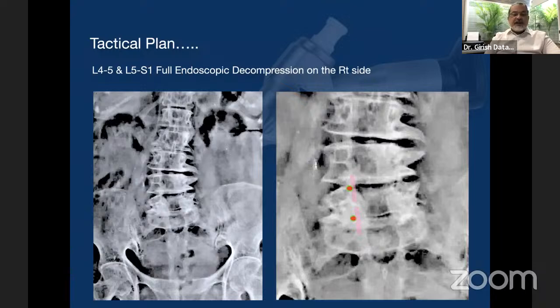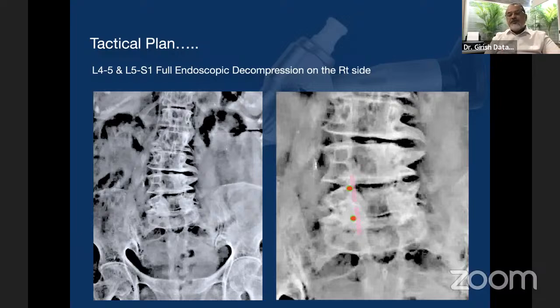Now, if you see her X-rays, there are some signs of instability, that is the vacuum sign, at practically all the levels seen on the X-rays. But again, sticking to our plan, we decided to do an L4-5 and L5-S1 right-sided full endoscopic decompression.